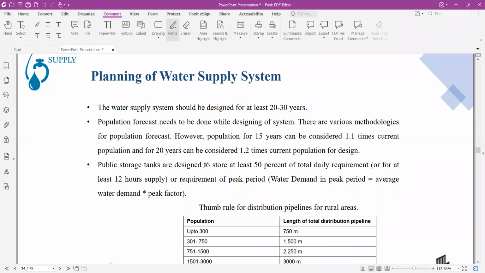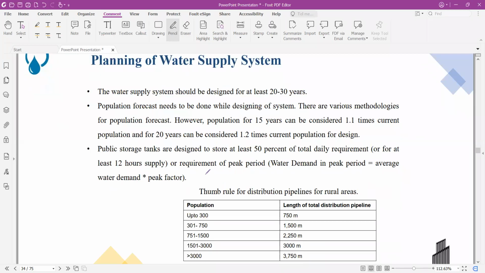Public storage tanks are designed to store at least 50%. In an intermediate water supply system, the storage provided should have a capacity of 50% to fulfill the daily requirement. And if you want to calculate the demand, then you should calculate the peak demand for a water supply system. For example, if you have the average demand, then you should calculate the peak factor.